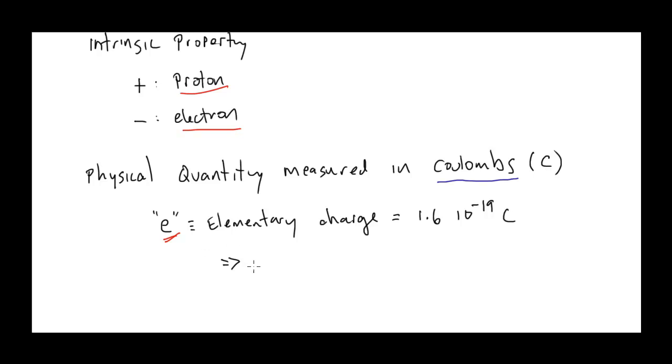1 coulomb of charge would require 6.25 times 10 to the 18th electrons or protons. This, I should have noted, could be positive or negative, right? It could be positive in the case of a proton or negative in the case of an electron. And since most everyday matter, just about all of everyday matter, is made up of atoms, and atoms are made of protons and electrons, we think of charge as being quantized, meaning if an object has a charge, it has some integer multiple of this elementary charge.